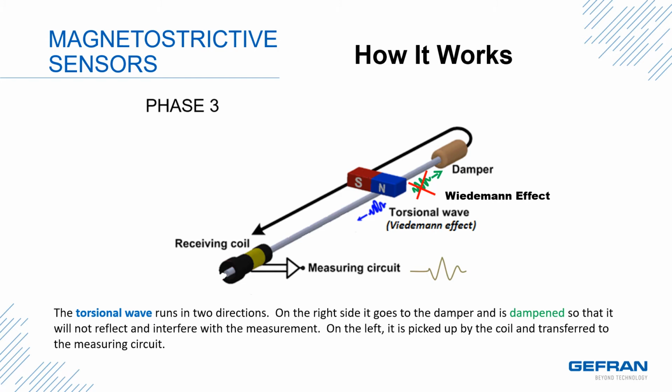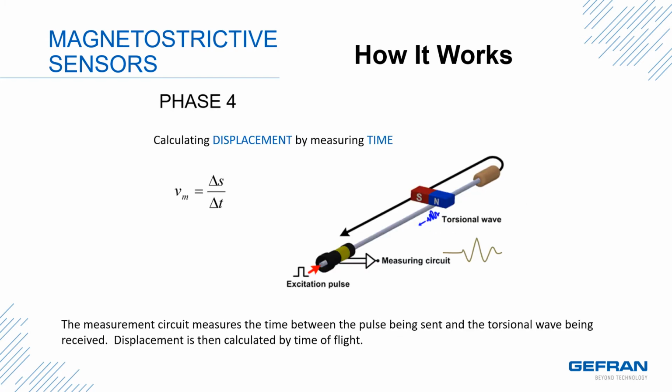On the right side, it goes to the damper and is dampened so that it will not reflect back and interfere with the measurement. On the left side, it is picked up by the coil and transferred to the measurement circuit. The measurement circuit measures the time between the pulse being sent and the torsional wave being received. Displacement is then calculated by time of flight.